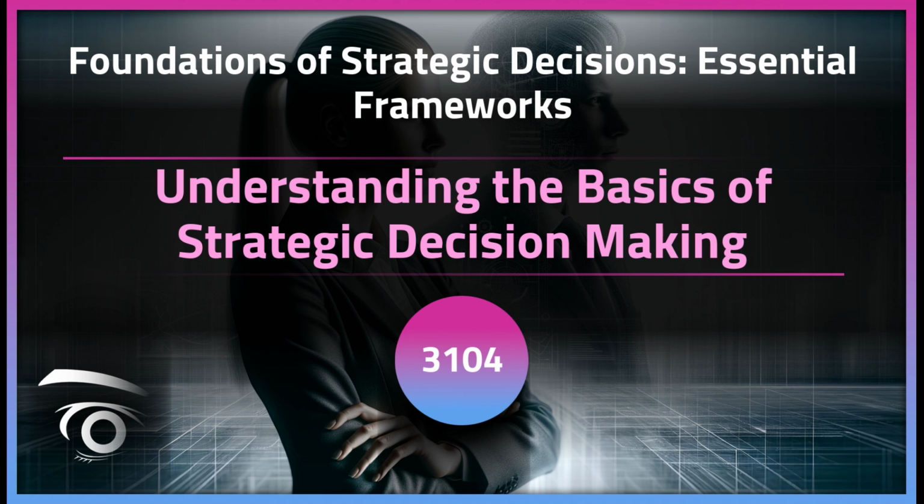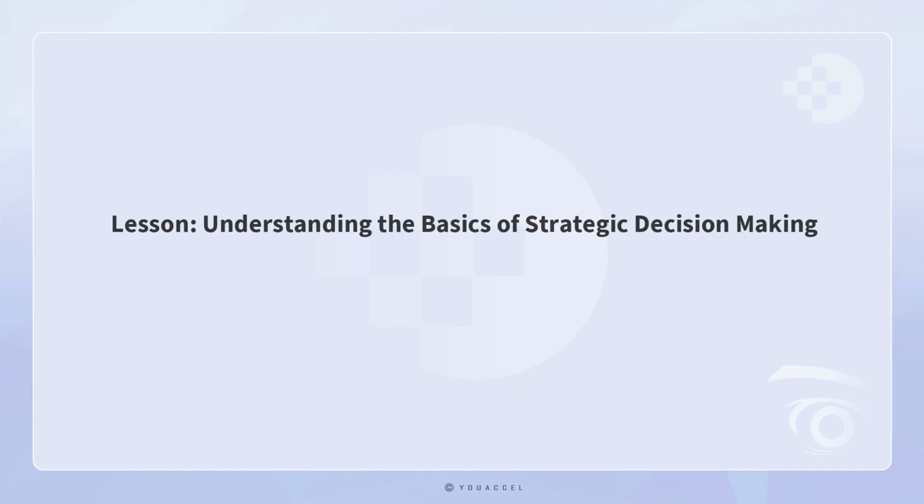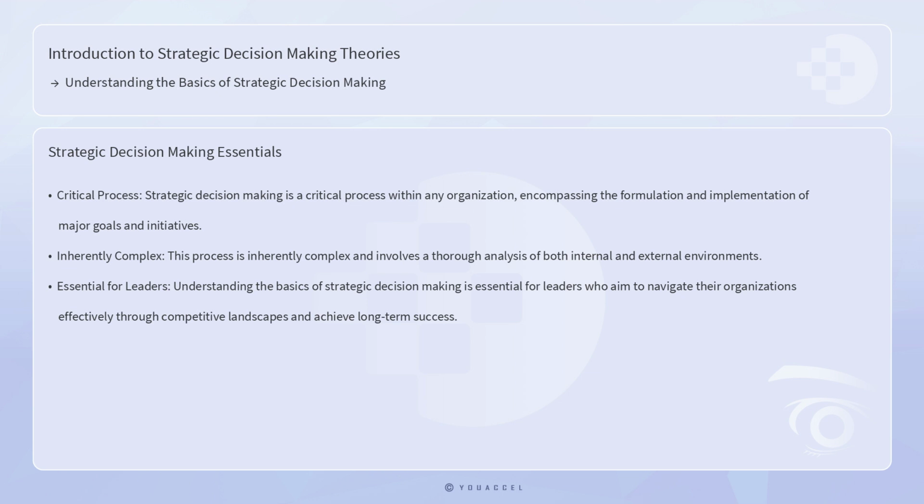Let's proceed with the lesson. Lesson: Understanding the basics of strategic decision-making. Strategic decision-making is a critical process within any organization, encompassing the formulation and implementation of major goals and initiatives. This process is inherently complex and involves a thorough analysis of both internal and external environments.